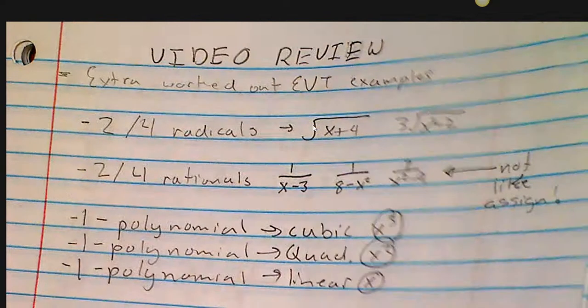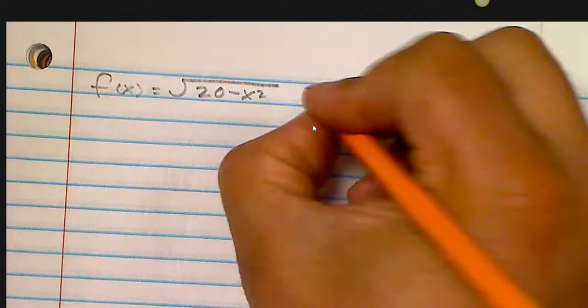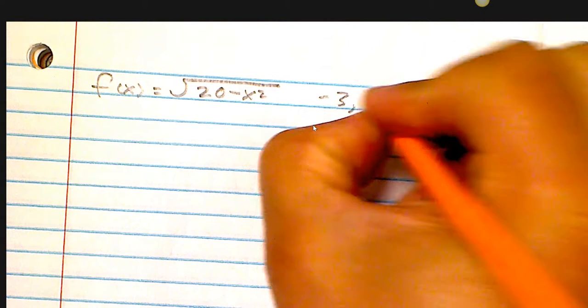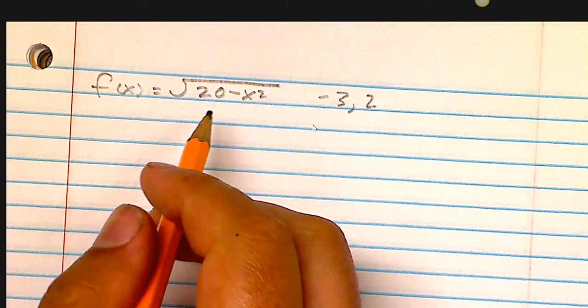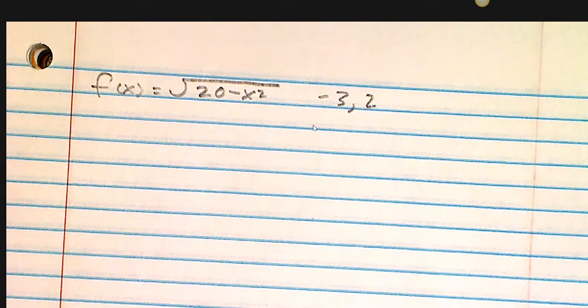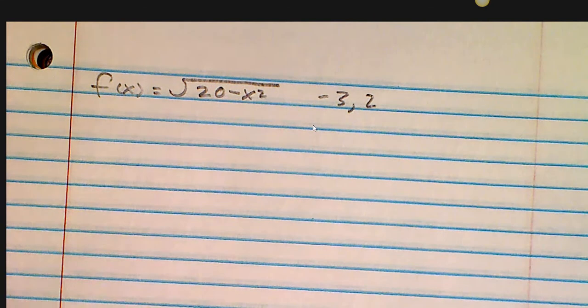F of x equals the square root of 20 minus x squared, on the interval negative 3 to 2. And this is actually the equation for a semicircle. You put it in your calculator, you get a cool little semicircle. And I'll show you how to do that real quick.